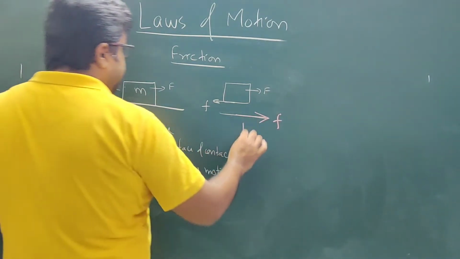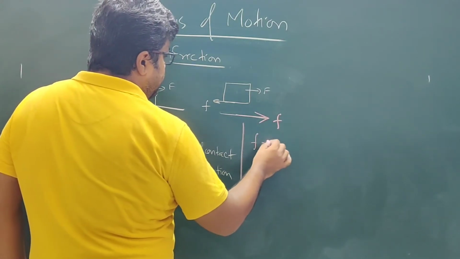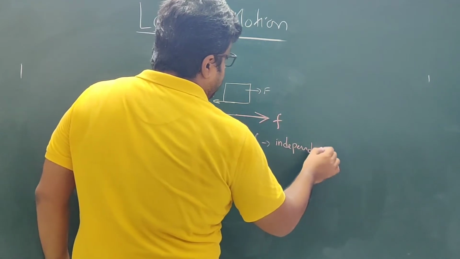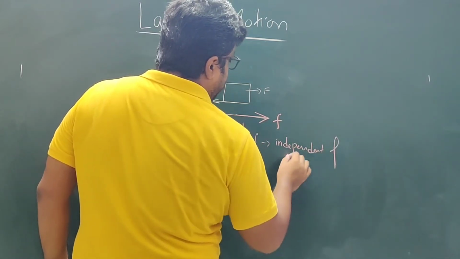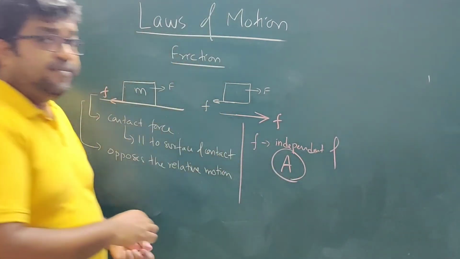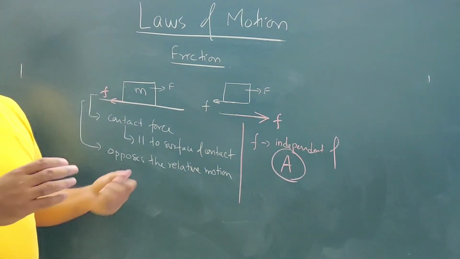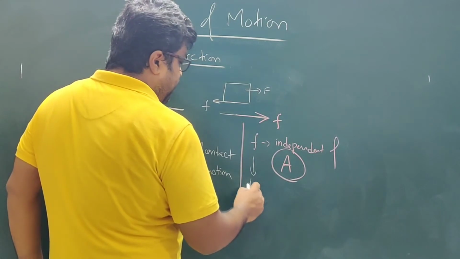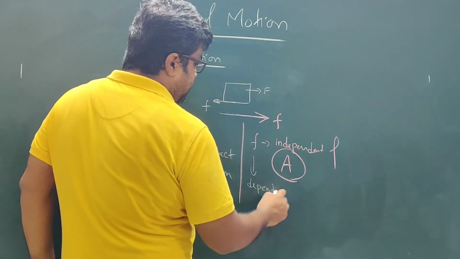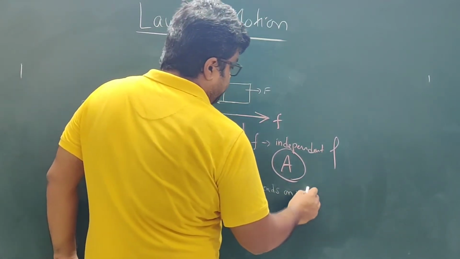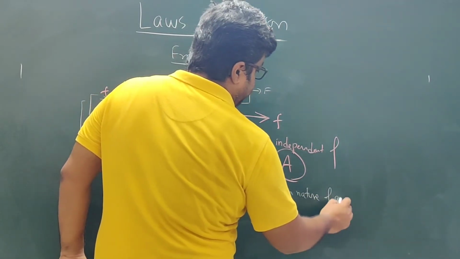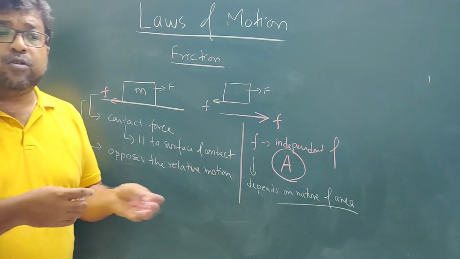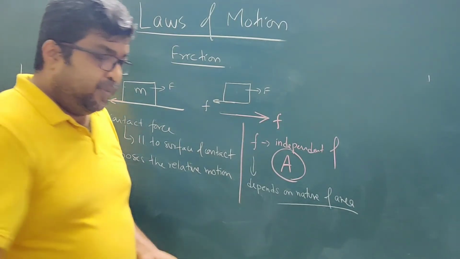Now another important thing: this frictional force is independent of area of contact. How large the area is does not matter; it does not depend on it. It depends on the nature of the area of contact, whether the surface is rough or smooth. On all those things it will depend.